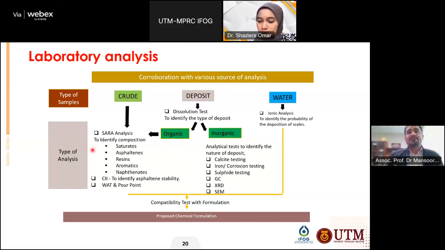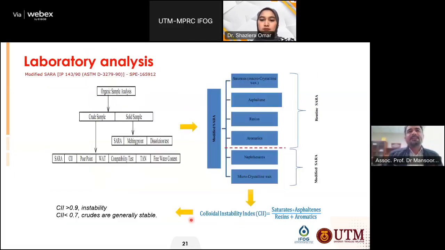If it's inorganic, we need to conduct this kind of test. If it's organic, of course, we need to go for this kind of test. And then we need to do a compatibility test with the formulation. Based on this compatibility test, we will propose the chemical formulation for this type of problem. Okay. So these are the laboratory analyses that will be conducted based on this standard.